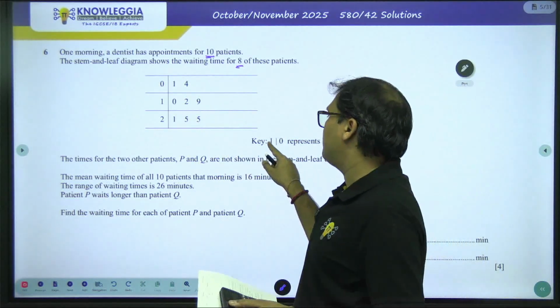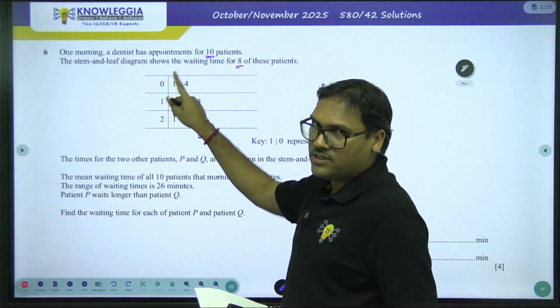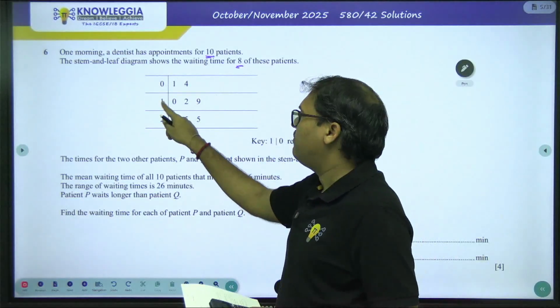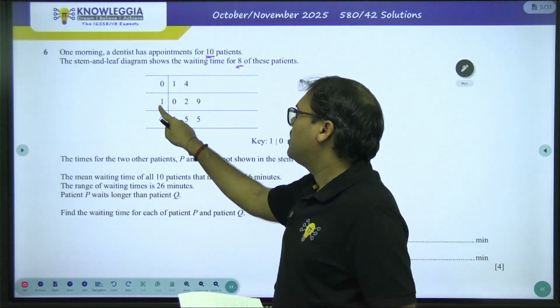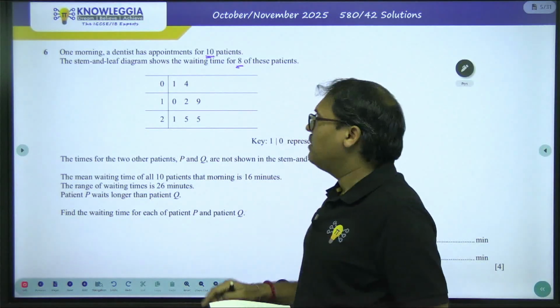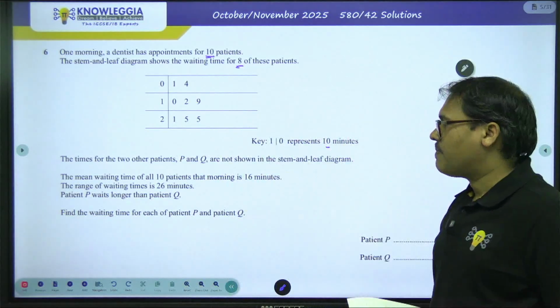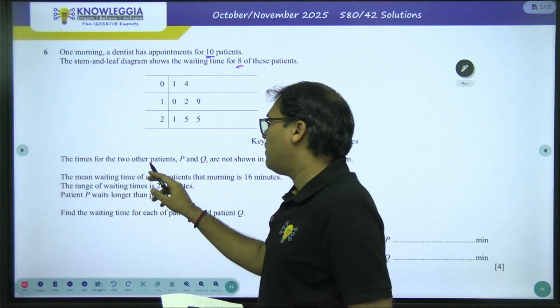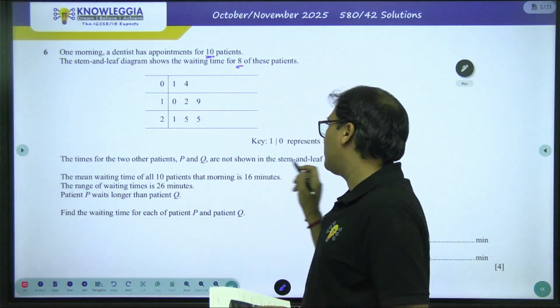For example, this is 1 0. This is 0 1, that is 1 minute. This is 0 4, that is 4 minutes. This is 1 0, that is 10 minutes. 12 minutes, 19 minutes, and so on. But this is the data of only 8 patients. The times for 2 patients, P and Q, are not shown in the diagram.